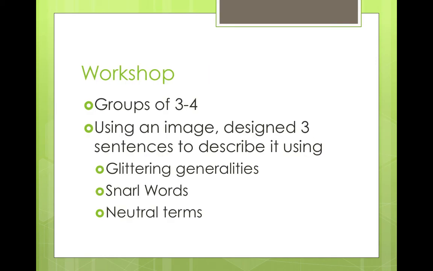So for the next couple images, I've got 16 images. And for the folks in class, I'm going to put you in groups of 3 or 4. I'm going to put you in breakout rooms. You're going to get assigned a picture. So you might want to take some photos as we're going through here so everybody has these photos. And you're going to have to write me at least 3 sentences. One of them is going to describe what you're seeing using glittering generalities. One is going to describe what you're seeing using snarl words, and one is to describe what you see using denotation, using those neutral terms, or as neutral as you can get them.